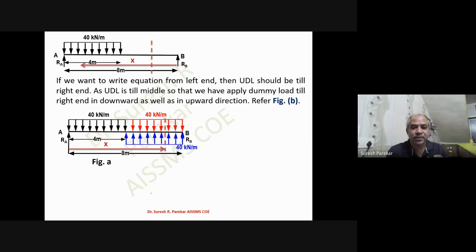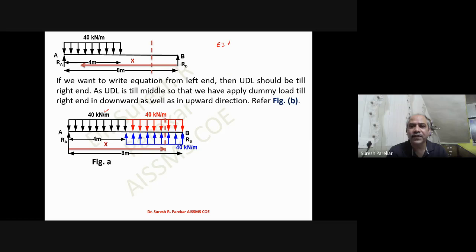Now you can refer to this figure. So we have applied this 40 kilonewton per meter, same intensity, whatever intensity we have, same we have to use. Then only we can write general equation. Because now if we consider this, and if you are going to write down the equation from left hand, then what equation will you get? So we are going to get EI d2y by dx square.